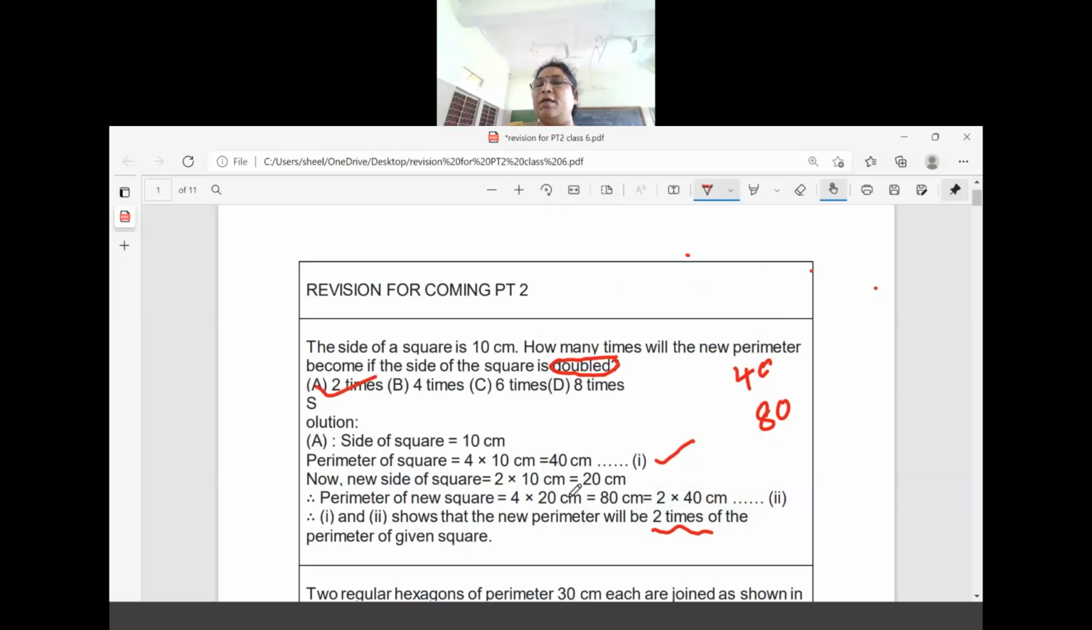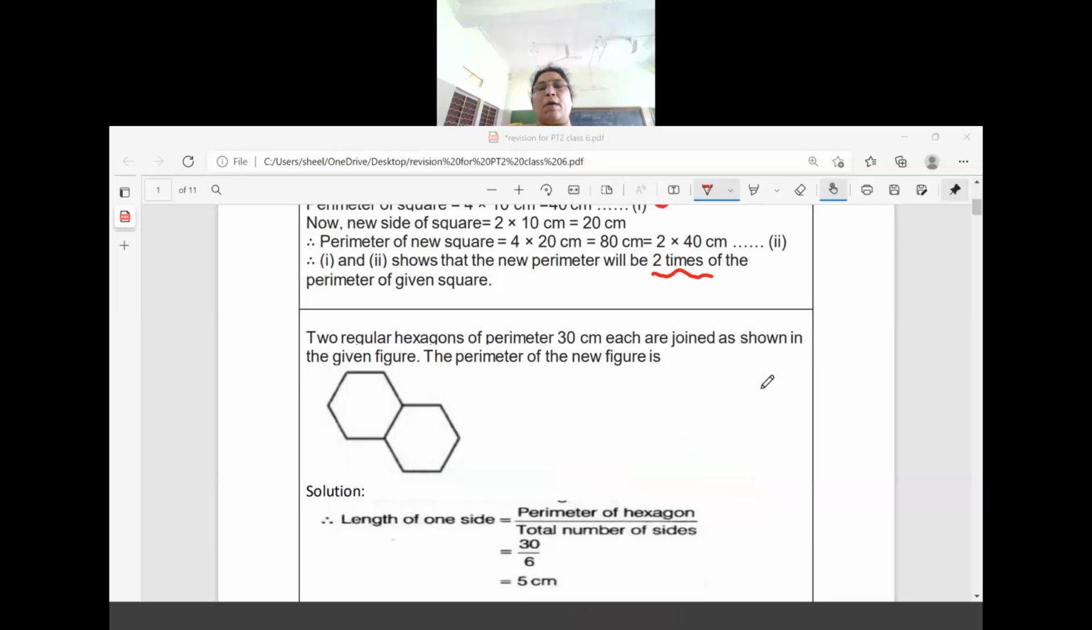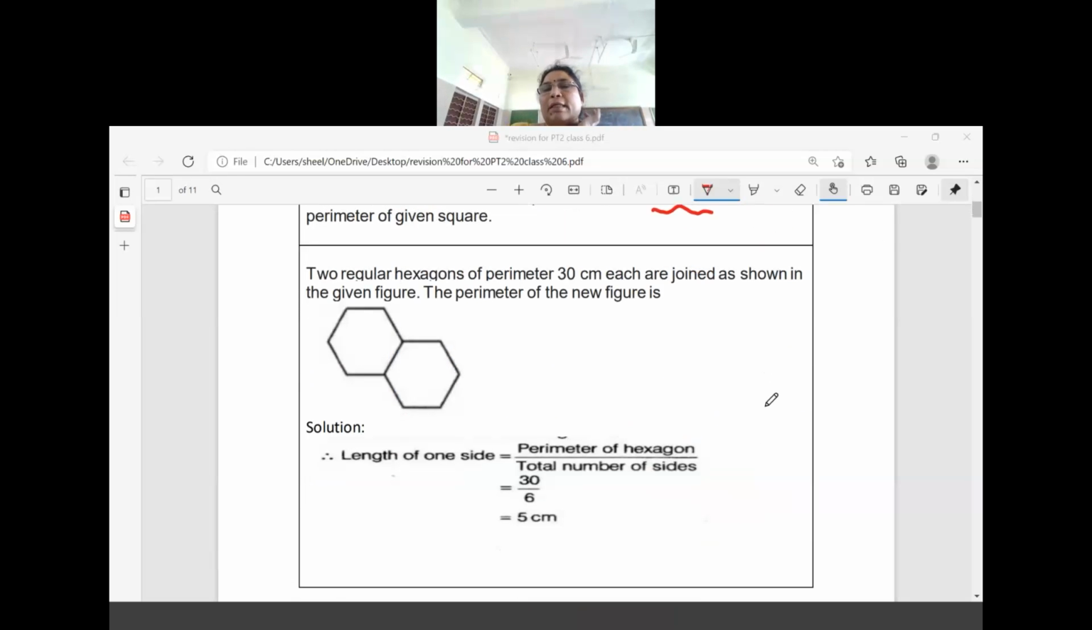So what is the answer? 2 times only. Okay. Next question. Two regular hexagons, each with a perimeter of 30 centimeter, are joined as shown in the figure. The perimeter of the new figure is? What is given here? How many regular hexagons are there? Two. But what perimeter is given? 30 centimeter. The perimeter of the regular hexagon is given as 30 centimeter.